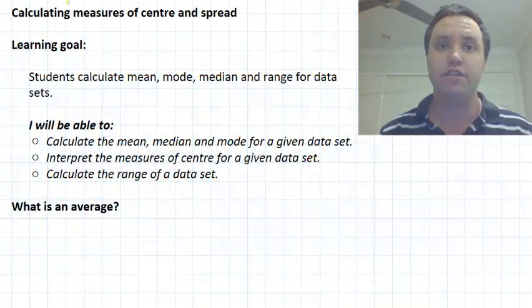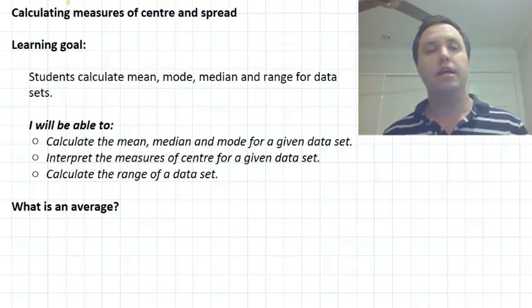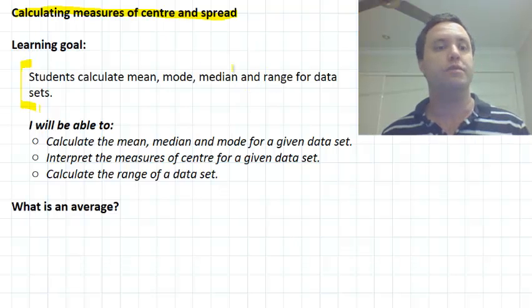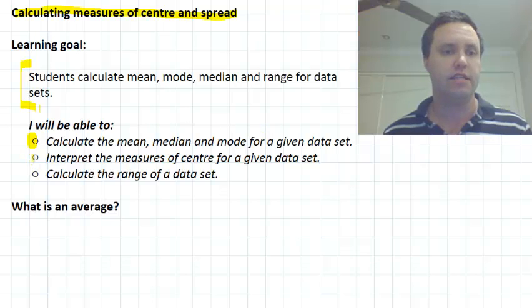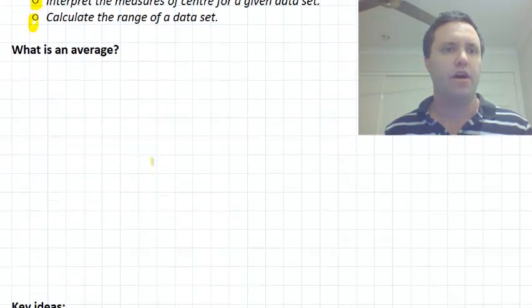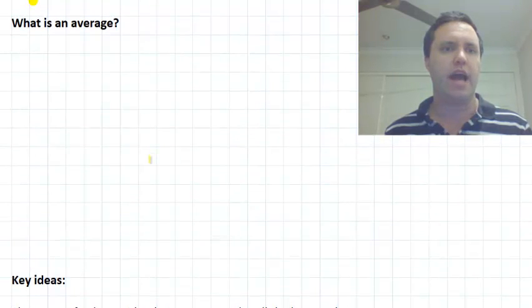Welcome to this first video in the Statistics and Probability unit. Today we're going to be looking at calculating measures of centre and spread. The learning goal for this one is that you can calculate mean, mode, median and range for particular data sets, and at the end of it you want to be able to calculate those three different things, interpret what the measures of centre mean for a particular data set, and to be able to calculate the range of a data set.